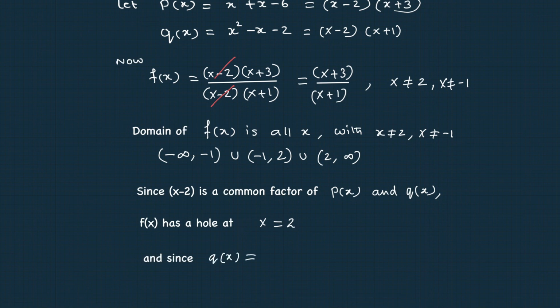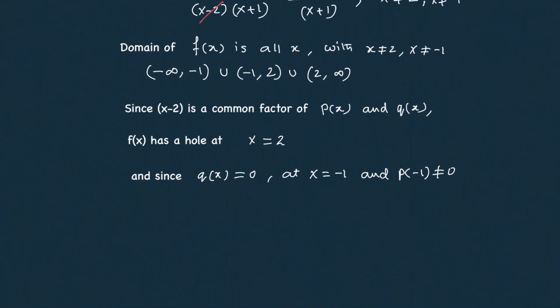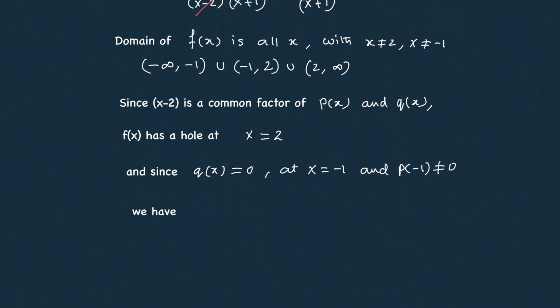And since q of x is equal to 0 when x equals negative 1 and p of negative 1 is not equal to 0, we have a vertical asymptote at x equals negative 1.